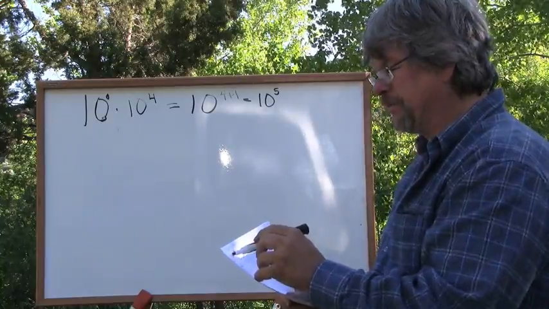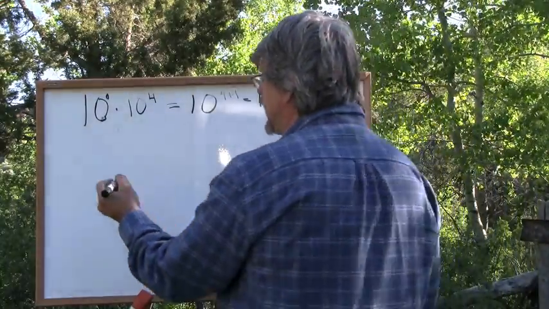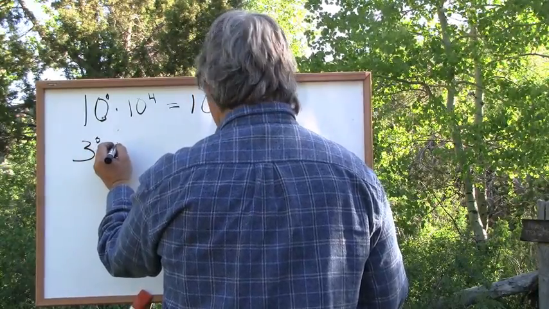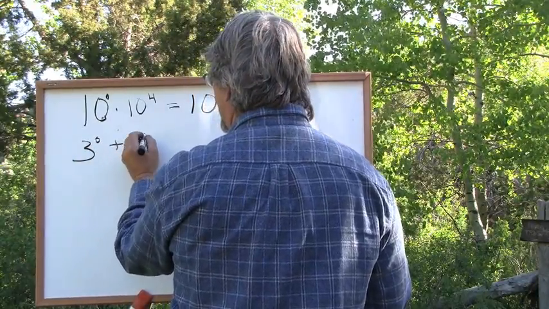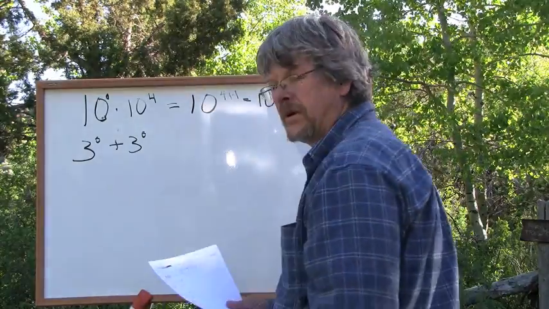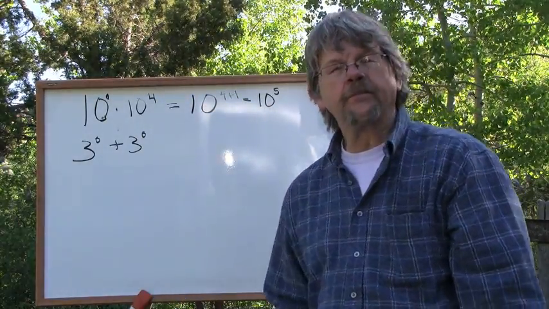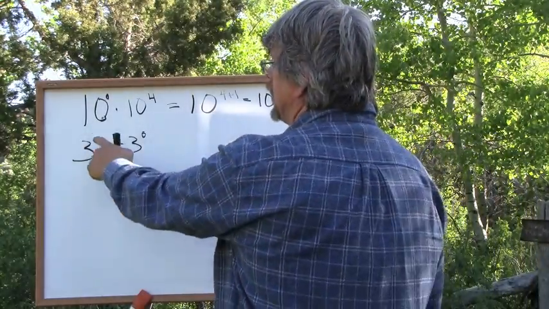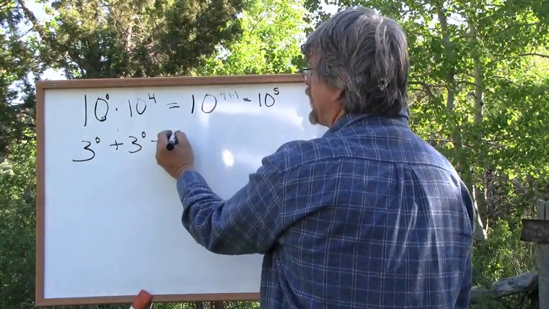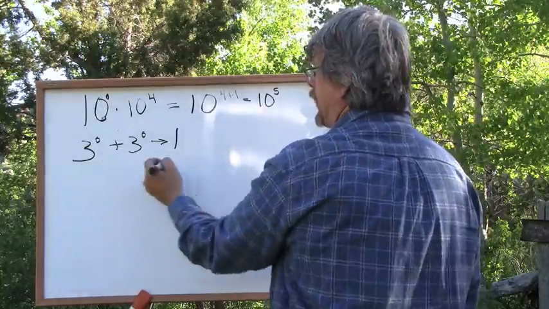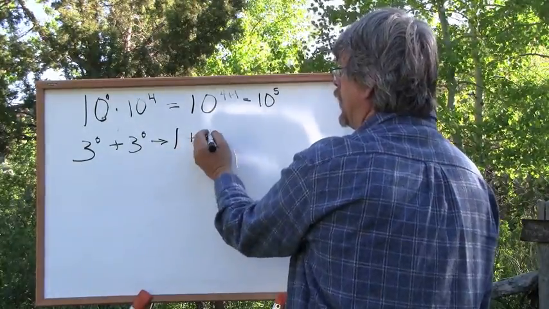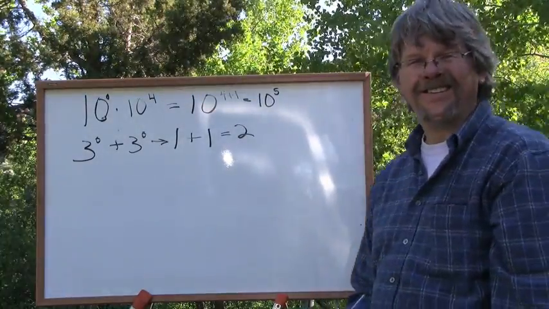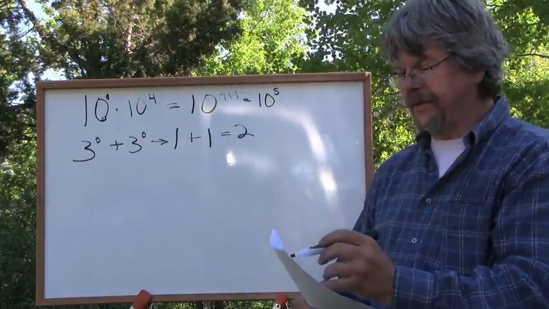No problem. What if we're given the expression 3 to the 0 plus 3 to the 0? What do we do in that instance? We know any number to the power of 0 just equals 1. So this is 1 plus 1 equals 2. Piece of cake, right?